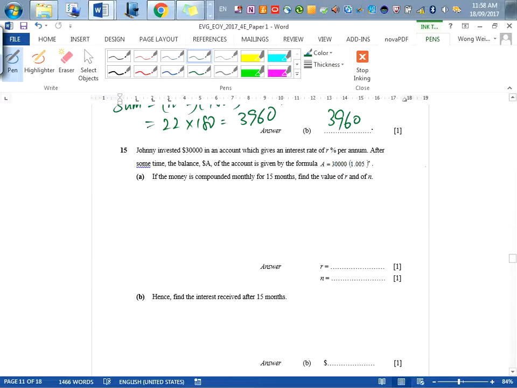Okay, now Johnny invested 30,000 in an account. This is our principal. R% per annum. This formula over here is for compound interest. So on page 2 of the formula list that is given to you, we have total amount is equal to P(1 + R/100)^n. This is from the question paper. It is very confusing from here on because your question also has R. Is this R and this R the same? Are they the same? Jingyan, are they the same? What's the difference? Which R represents what?